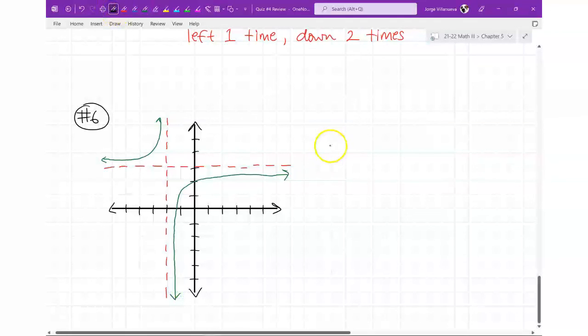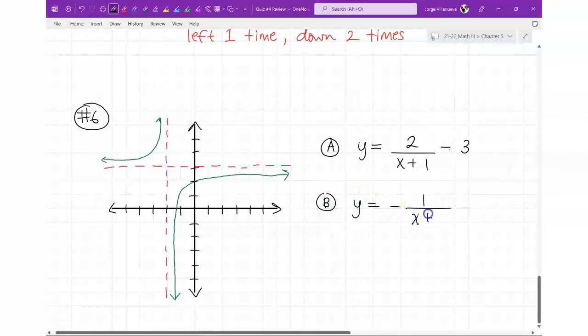I'll try to give us an ABC type of thing. So A, is it y equals 2 over x plus 1, minus 3? Actually, that should be a -3, sorry. B, is it y equals -1 over x plus 2, plus 3? Or is it C, y equals -2 over x minus 2, plus 3?